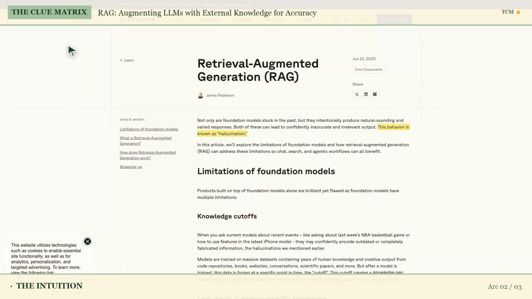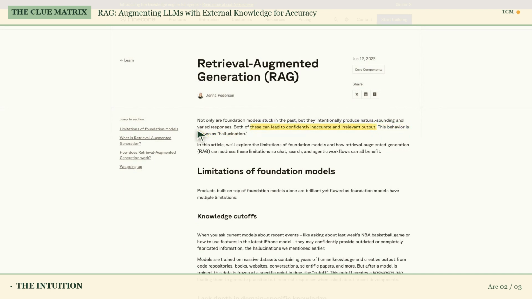So we mentioned LLMs making things up. What's the technical term for that, and why does it happen? That behavior is known as hallucination. It's when models confidently produce inaccurate or irrelevant output. It's a major limitation for trustworthiness.